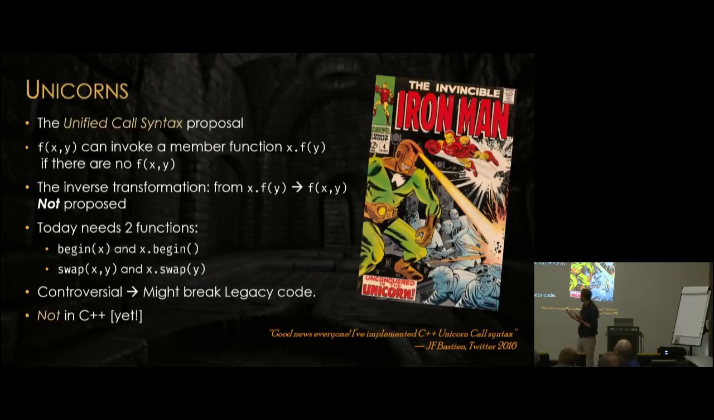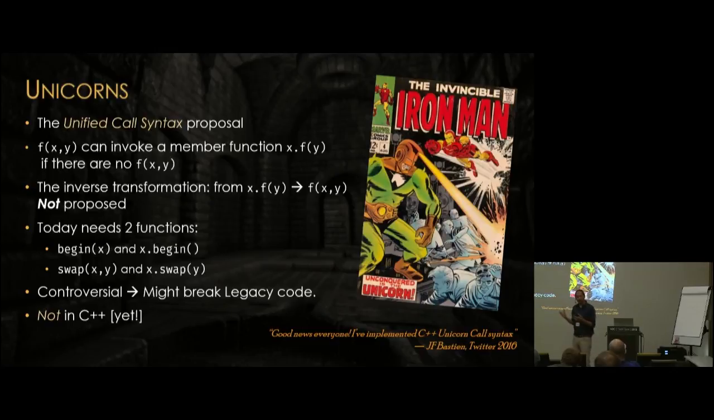You might think, okay, that's weird. Why would you do that? But in fact, member functions are just syntactic wrappers for a global function called with its first argument as this. So you could think about it as a generalization of a method call, and the inverse transformation was not proposed. So if I call a method, it's not going to look for some global free function and pass the object in that way.